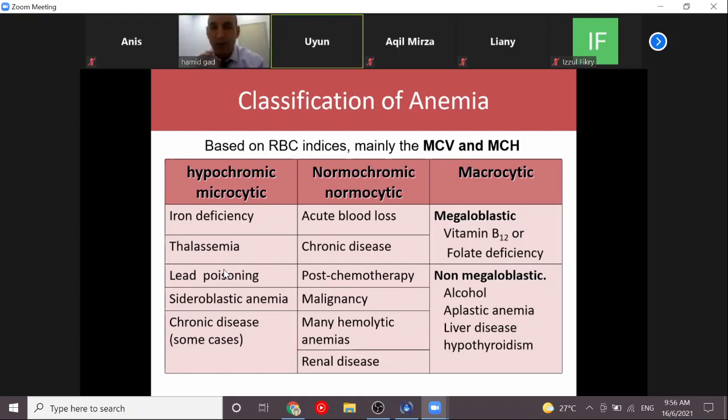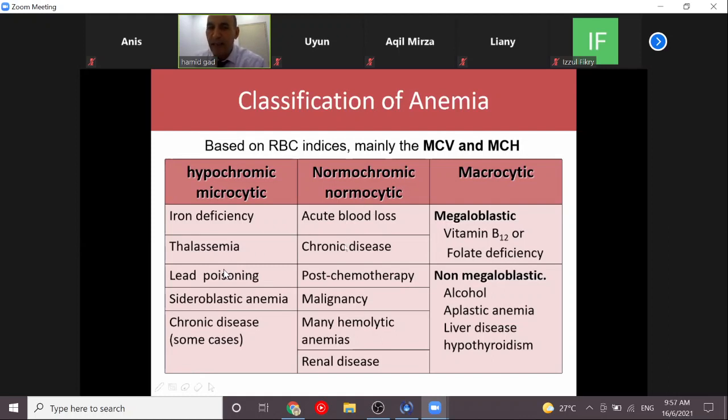Normochromic, normocytic describes the size and color of the red blood cell, but not the hemoglobin concentration in the whole volume of blood. So if you find hemoglobin is low, MCV is normal, and MCH is normal, we call it normochromic, normocytic anemia. This is usually when there is blood loss, acute bleeding. When there is an accident, there is no change in the size, shape and color of the red blood cells. It's only the amount of blood that is lost. That's why in acute blood loss, we usually find normochromic, normocytic anemia.